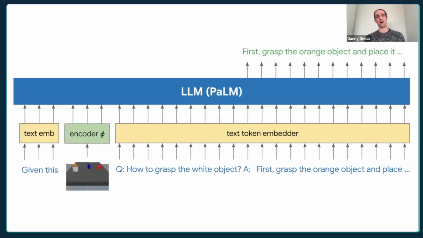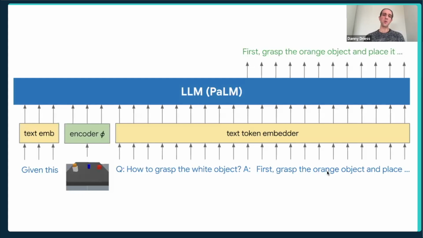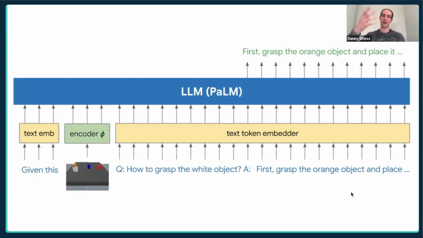Let's think about the architecture of PaLM-E again. Is there a way that we can turn this into a policy that actually outputs robot actions, meaning like the joint movements of the robot?